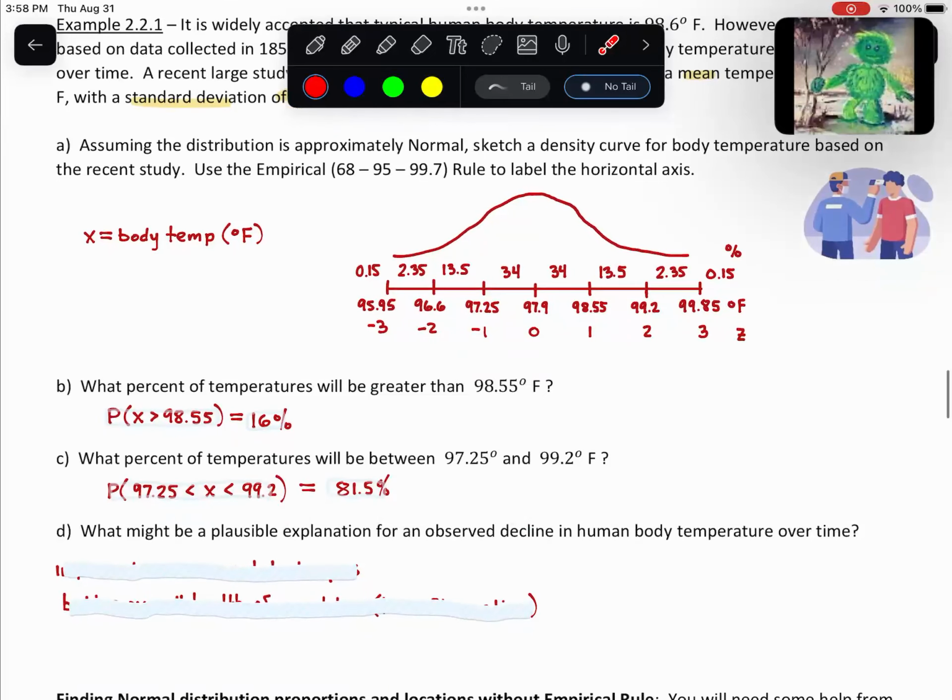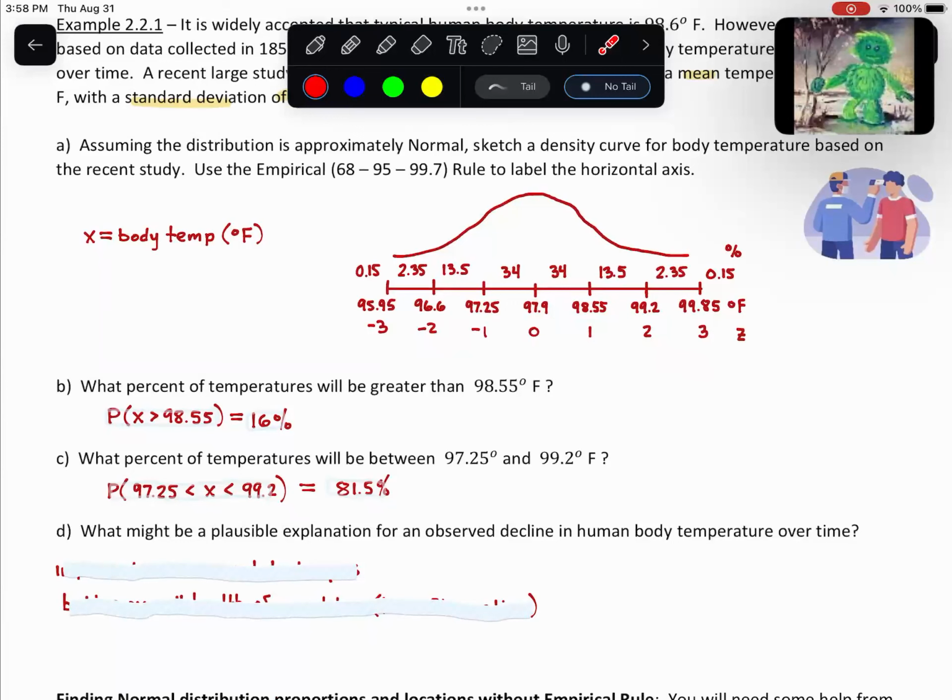All right. Part D is not a calculation. Instead, it's asking you to consider, again, what is the story behind some of the numbers and stats that we're seeing? What might be a plausible explanation for this observed decline in human body temperature over time? If you want to pause the video and think about it, come up with a hypothesis or two, go for it.